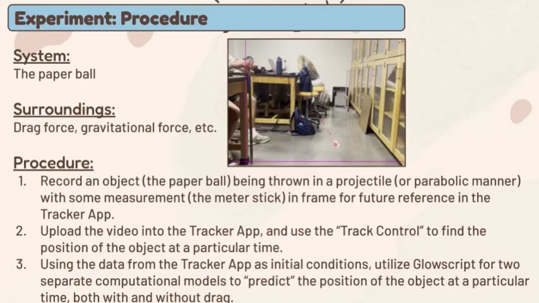To conduct this experiment, we recorded a paper ball being thrown as a projectile with some form of measurement within frame. We then used the Tracker app to find the position in the x and y direction of the paper ball at a particular time. Finally, using the initial conditions given to us by the Tracker app data, we were able to predict what the position of the ball would be with two separate computational models in GlowScript, one with drag and one without.